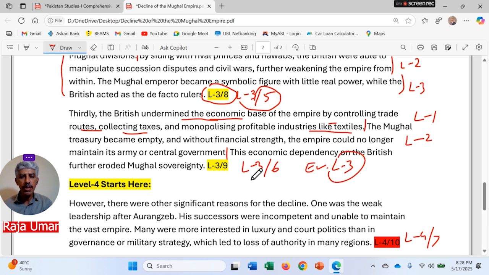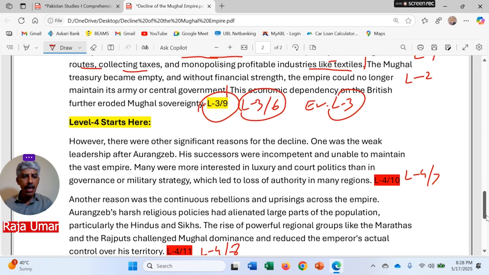So level 3 is reached over here, and you have reached the ceiling, or the maximum, of level 3. So level 3, 9 marks if it is a 14 marks question, or level 3, 6 marks if it is a 10 marks question. Very much hopeful that you are understanding what I'm saying, right?